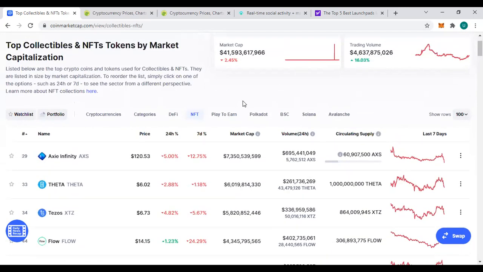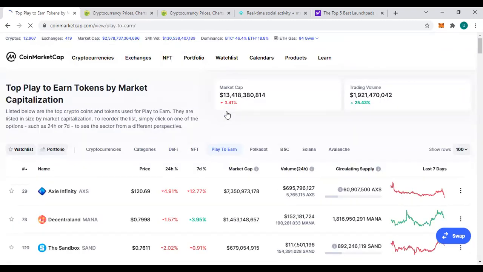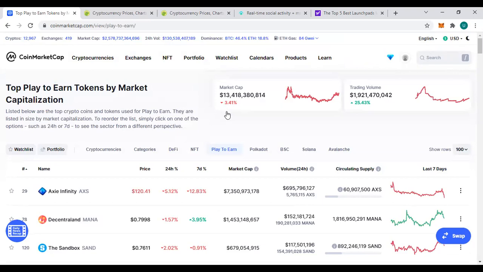Now, play to earn is gaming. I think the blockchain is actually expanding by the day. Play to earn is like you play a game. I'm the type that plays games a lot of the time. I play a lot.